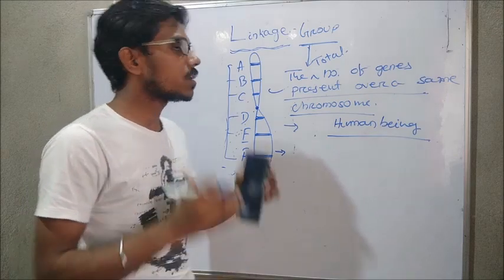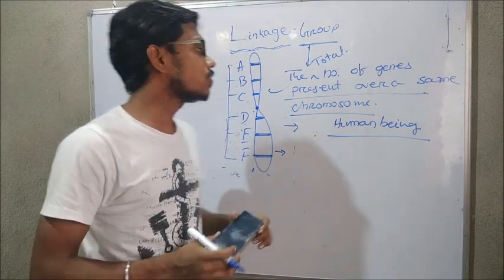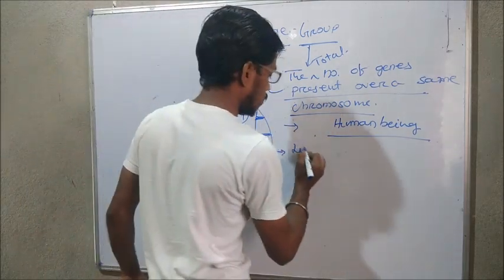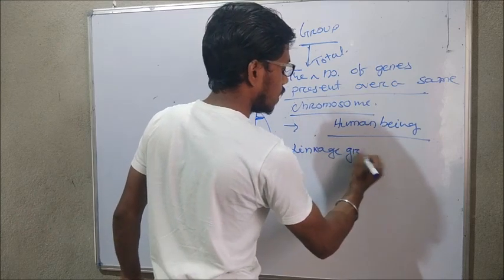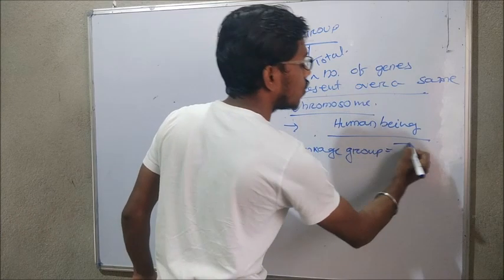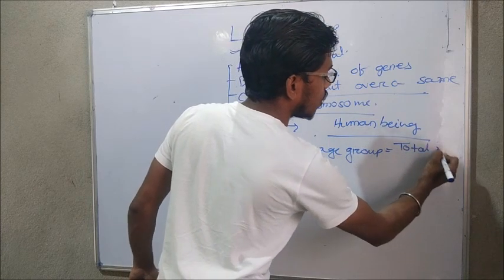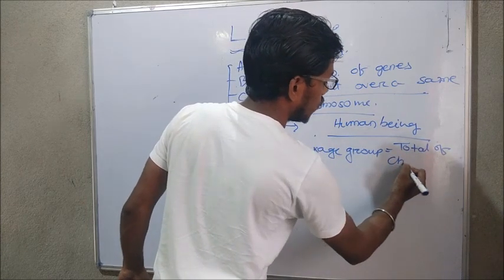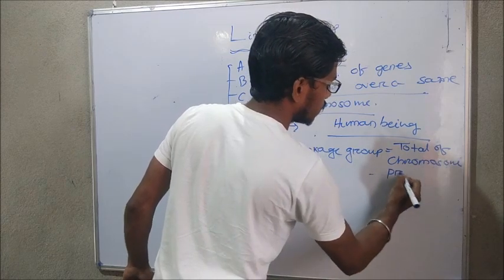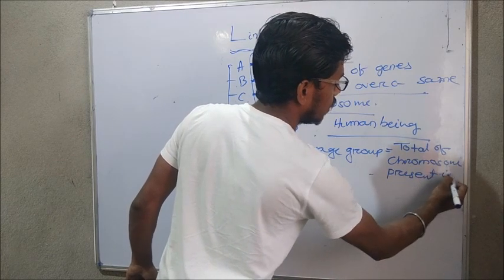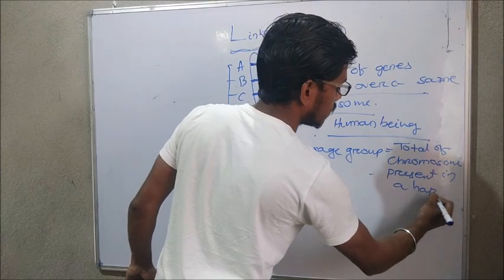Here, for the calculation of this linkage group, we should follow a small rule: linkage group is equal to the total number of chromosomes present in a haploid cell.